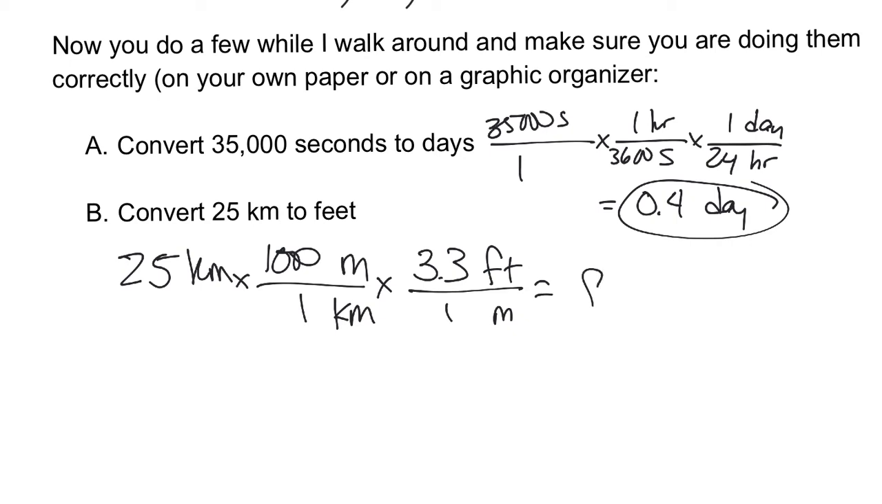82,500. Is that, no? Well, I did it that way. Oh, okay, no. So you could also go kilometers to miles and miles to feet. Yeah, and that's what I did, basically. Did other people get 82,500?